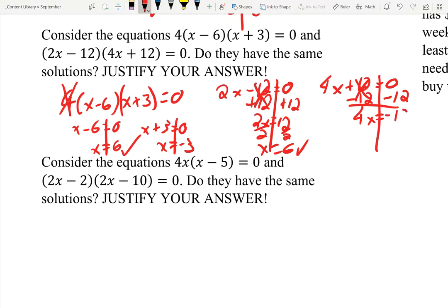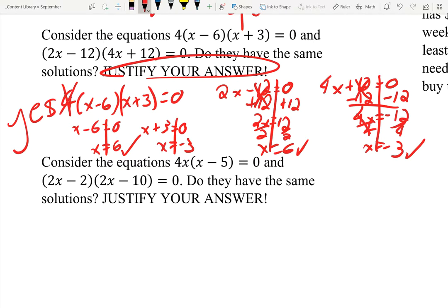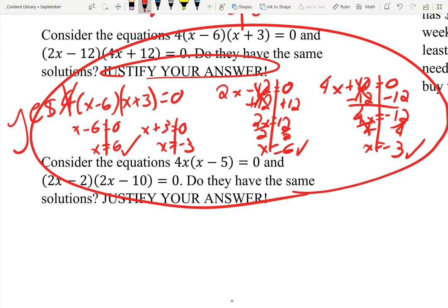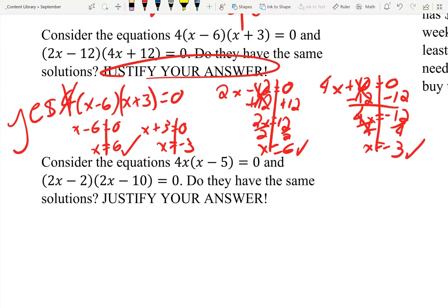4x equals negative 12. Then dividing by 4, we end up with x equals negative 3. So these do in fact match. So my answer is yes, they match, and this is the proof. Justifying my answer is literally all the work that you see here. I've justified my answer. I don't have to explain it.